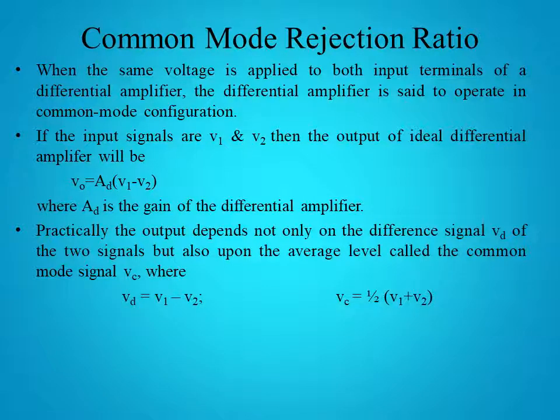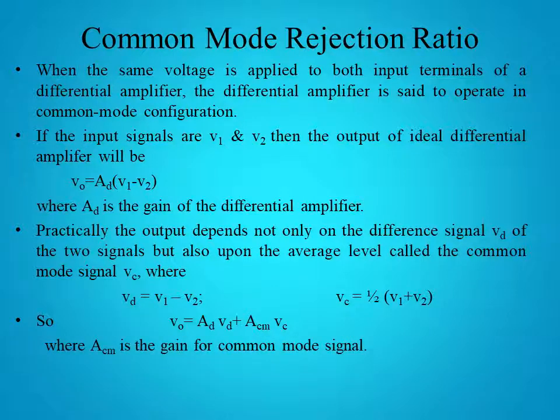So what is VC? VC, as we have studied earlier, is V1 plus V2 upon 2. So the output voltage depends on two factors, VD and VC. Actually in practical applications, V0 is equal to AD VD plus ACM VC. Here ACM is the gain for a common mode signal.